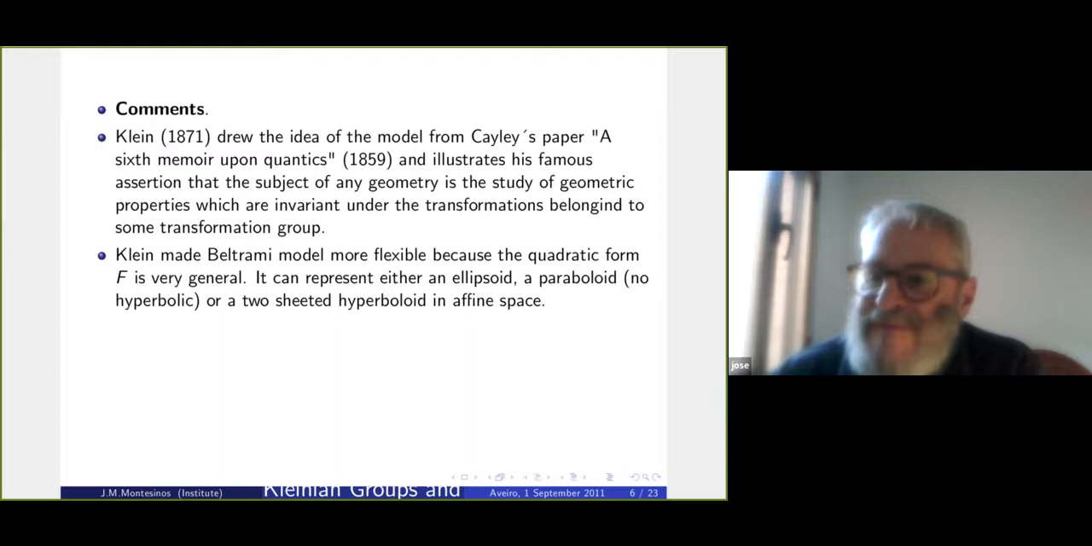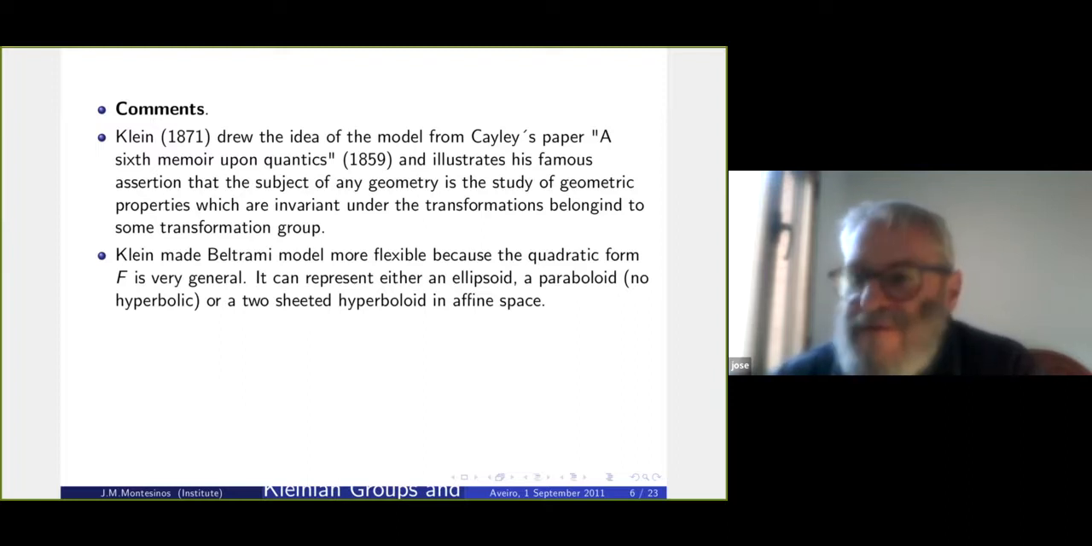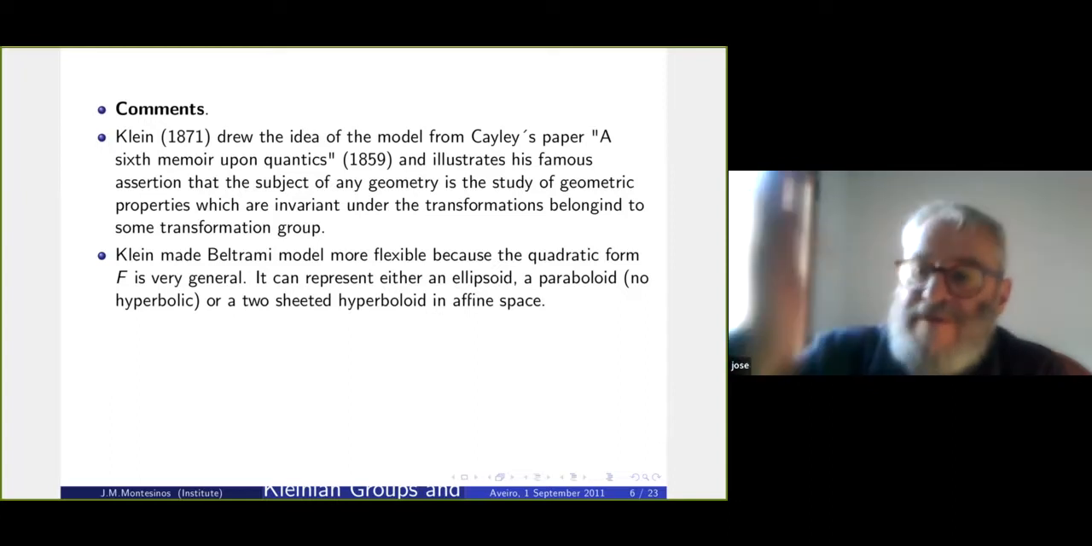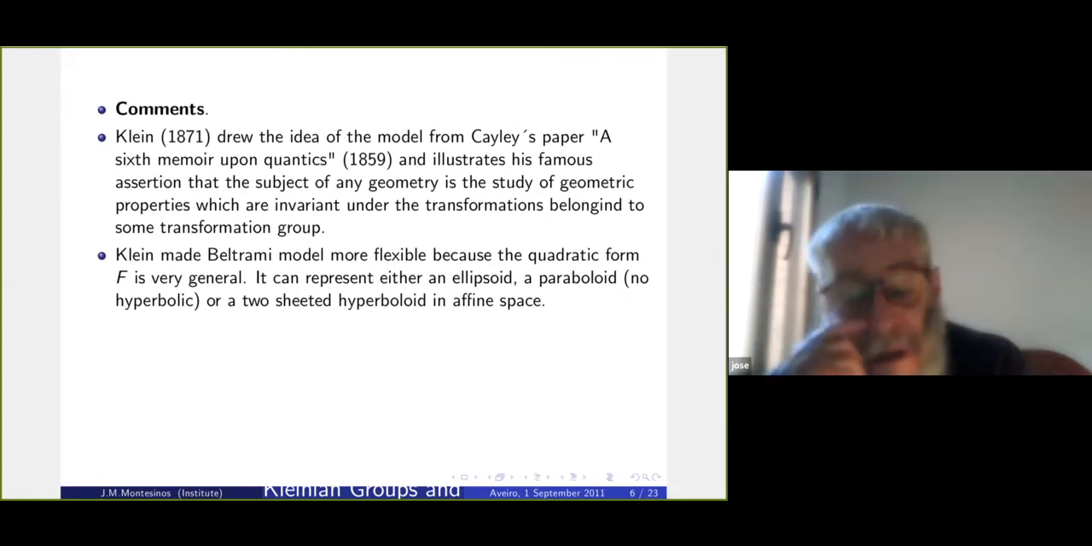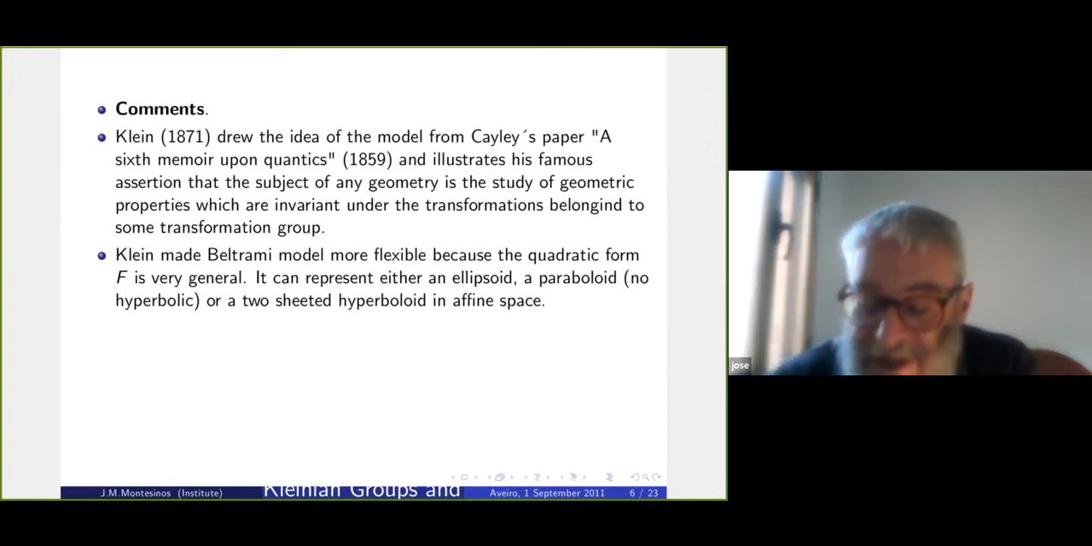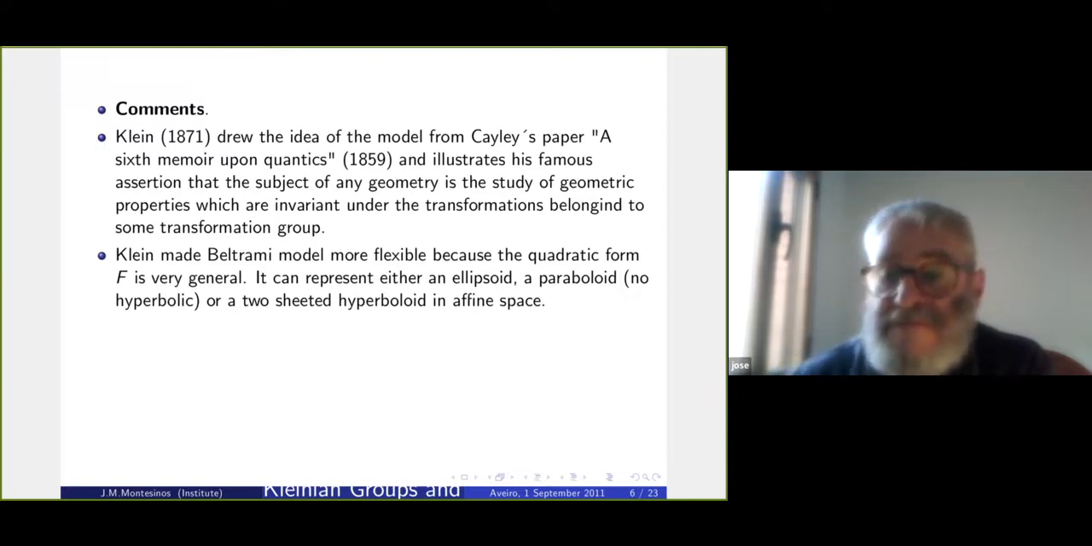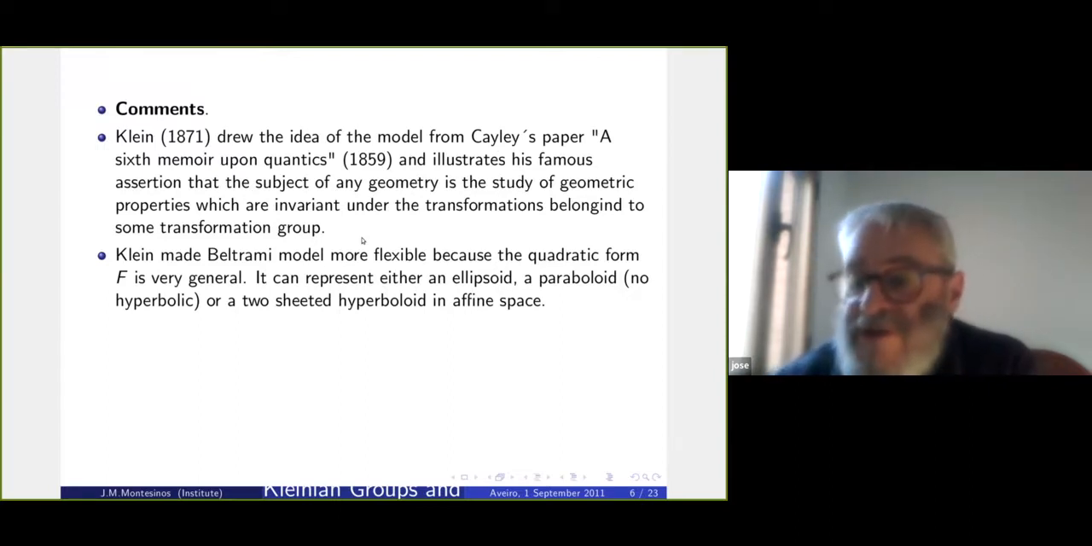So Klein made the Beltrami model more flexible because the quadratic form F is very general. It can represent an ellipsoid, even a paraboloid, not hyperbolic paraboloid, a paraboloid, so something like rotating a parabola, or a two-sheeted hyperboloid in affine space. Because in hyperbolic space, all these quadrics bound a three-dimensional ball. The hyperbolic paraboloid bounds a solid torus.